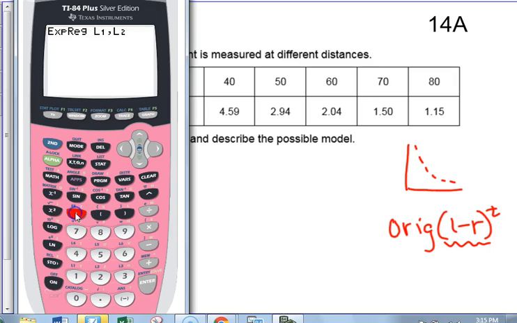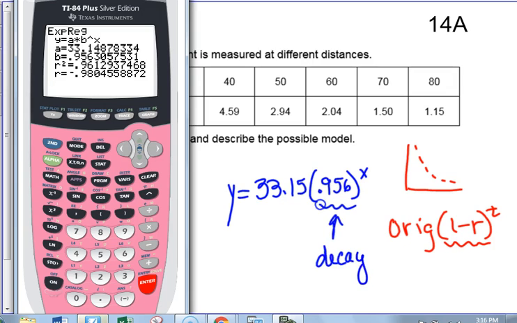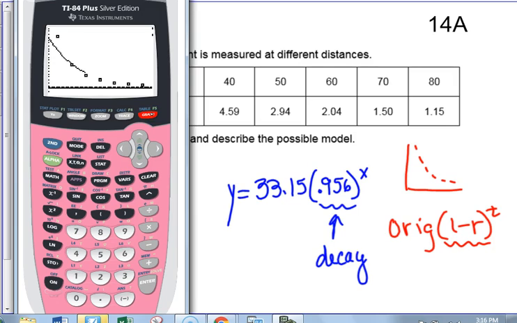I'm going to store mine. Maybe, if I can get it right this time. All right. Does this make sense? I got 33.15 times 0.956 to the x. Why does that make sense? What did we just talk about? It is decay because this is less than 1. Okay? If I look at the graph, it's kind of funny because it fits well except for that first dot.